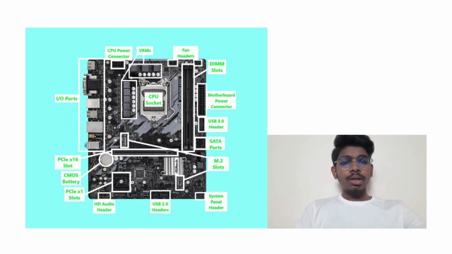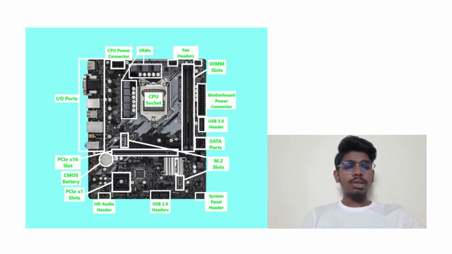Starting with the power connector. The power connector on a motherboard is the part where the computer's power supply unit, that is PSU, connects to the motherboard to provide power to the various components. This connector is typically a rectangular shape with a row of pins or wires that plug into a matching socket on the motherboard. There are typically two power connectors on a motherboard. First one is the main power connector and second one is the auxiliary power connector.